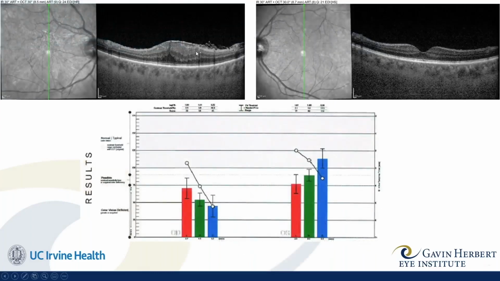So here's an example of one of my patients who clearly has a severe epiretinal membrane, stage 3 to 4 in his right eye, and has a large color vision deficiency in his right eye.